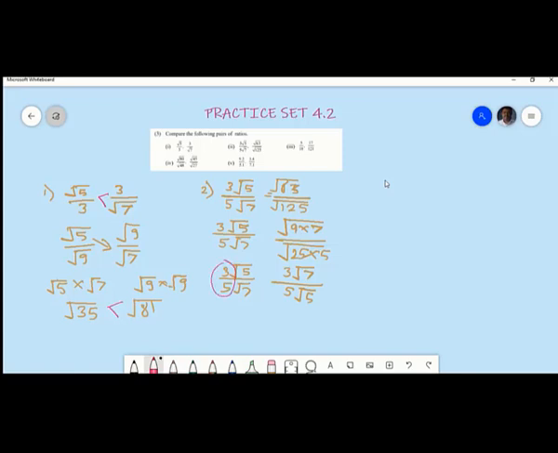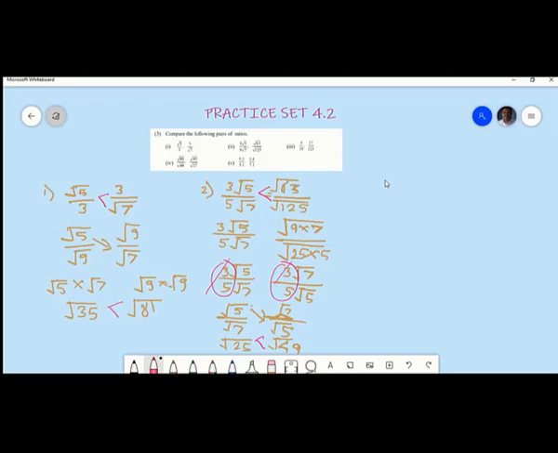This 3 upon 5 and 3 upon 5 are equal, so cancel 3 upon 5. Remaining is root 5 upon root 7 and root 7 upon root 5. So make the cross multiplication: root 25 and root 49. Which value is greater? Root 49. So put the sign, root 49 is greater than root 25. So the second fraction, C upon D, is greater than A upon B.